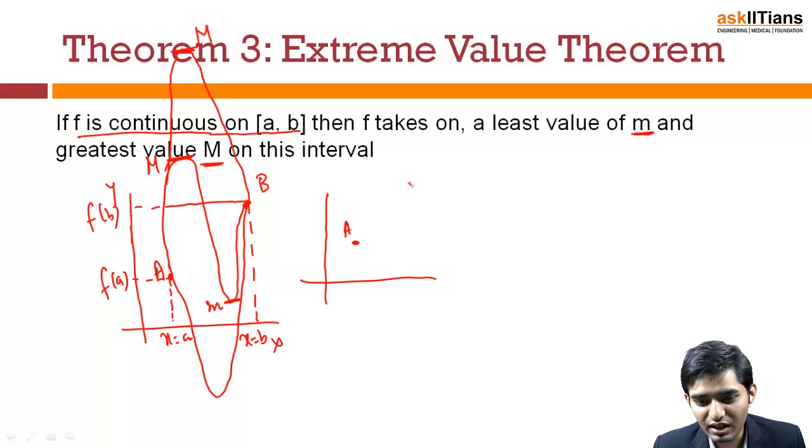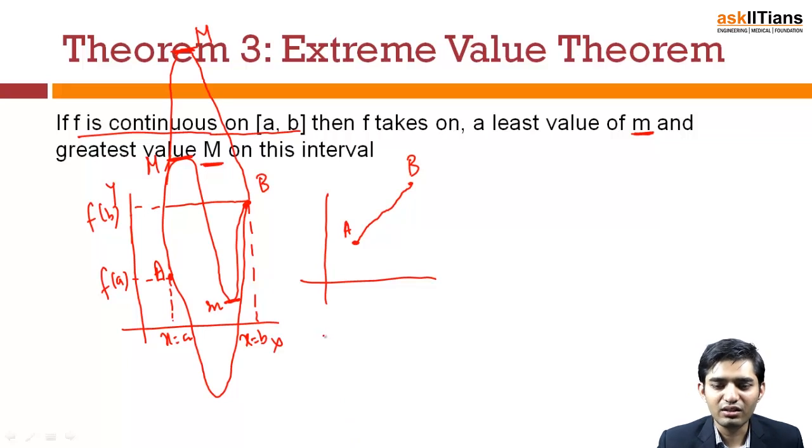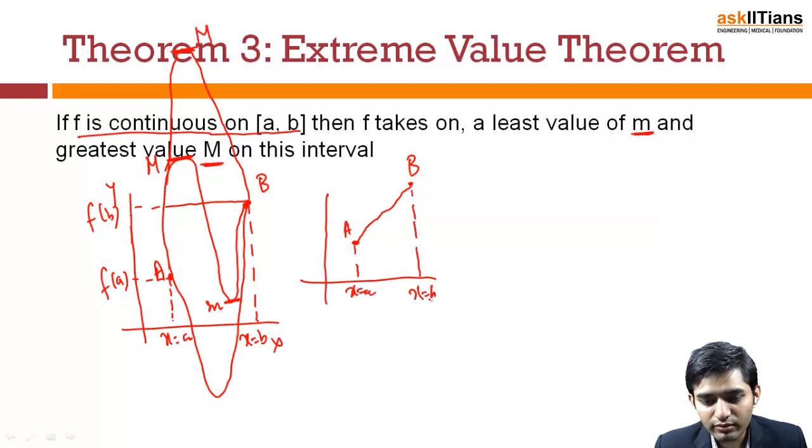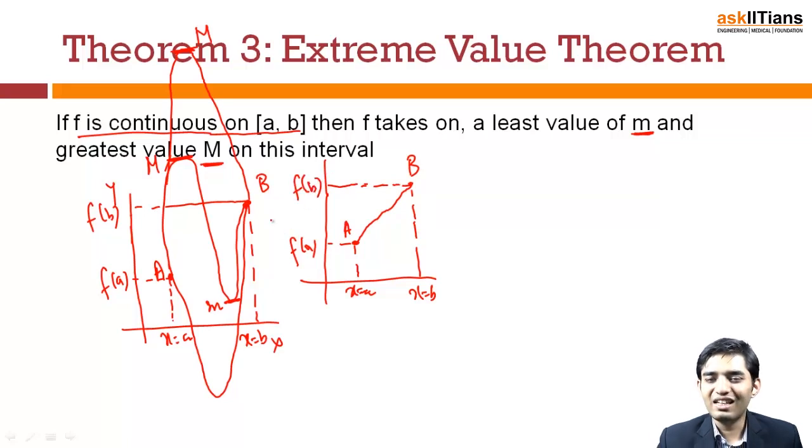Suppose this is point A again, and this is point B again. If I directly join A and B, connect by a straight line or some curve like this, in this case what will be the minimum value and what will be the maximum value? This is x equal to a and this is x equal to b. At x equal to a the value of the function is f(a), and at x equal to b the value of the function is f(b). In this case also, in between a and b, the function is continuous.